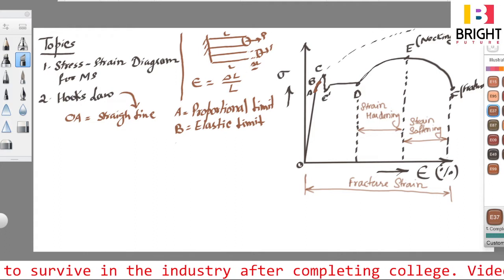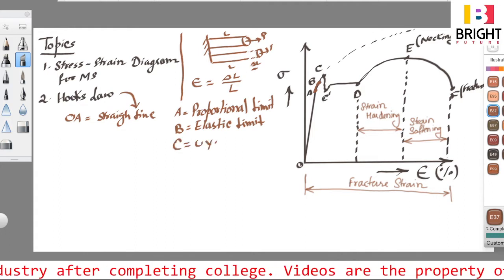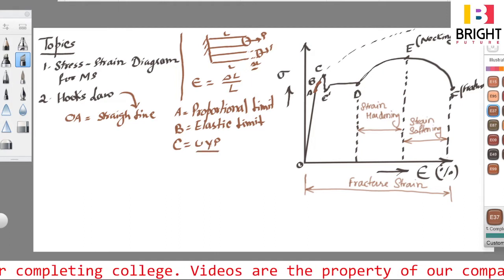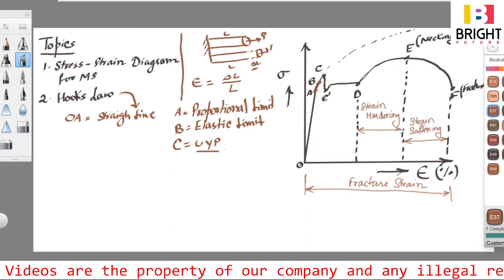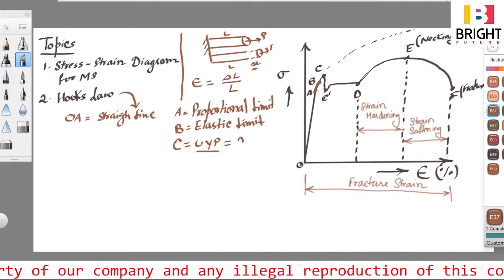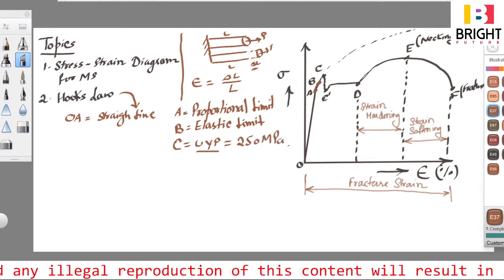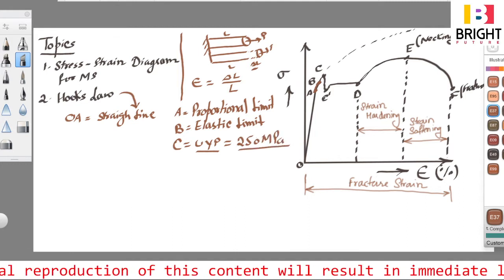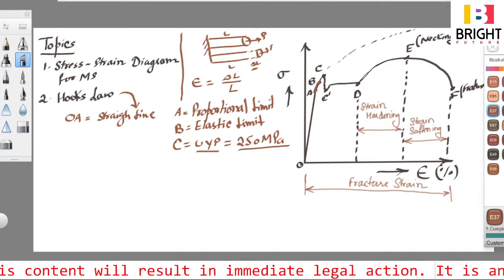Now the point C is known as the upper yield point. In case of mild steel, the yield stress sigma Y of steel is equal to 250 megapascal. This is equal to 250 megapascal in case of mild steel. You can remember this. In most numericals you will find this particular value.